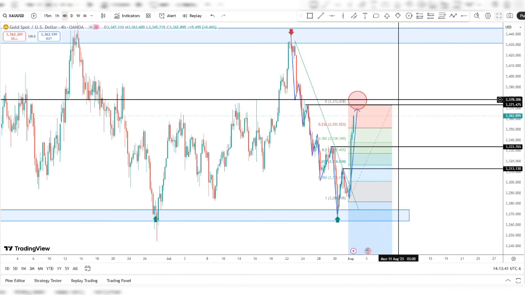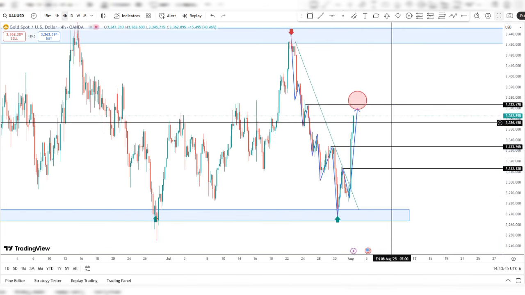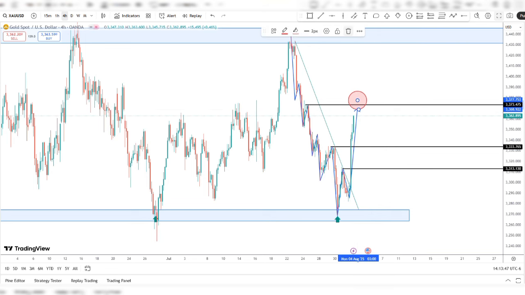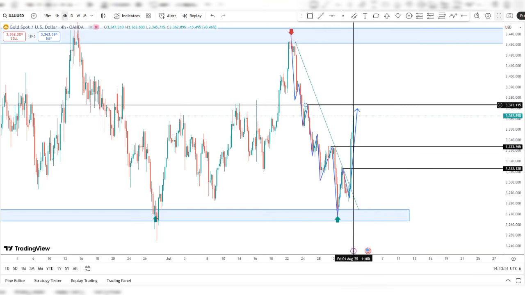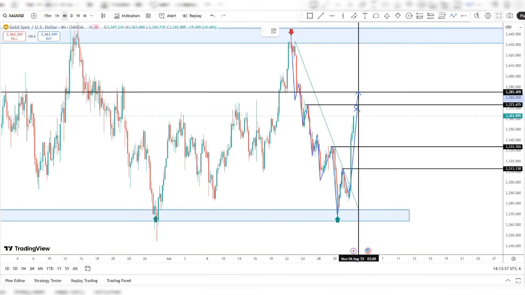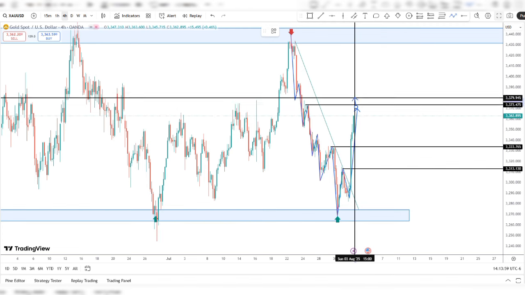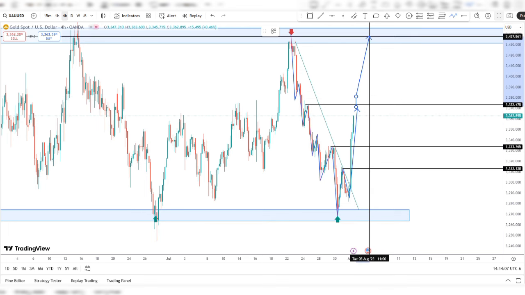Also, as I mentioned previously, price might not even follow this pattern at all, and price might end up breaking through this previous high here. And if that happens, if there is a strong break of this area with a very bullish candle, you can enter the trade and take your trade all the way to the upside.